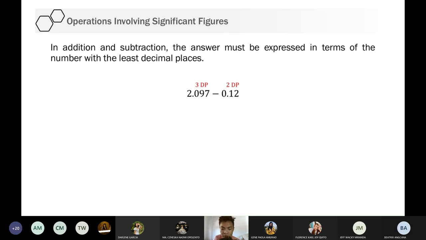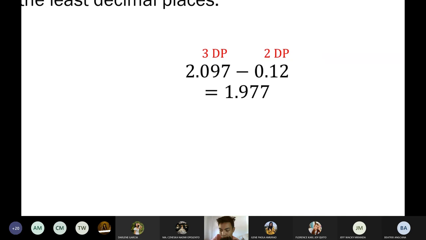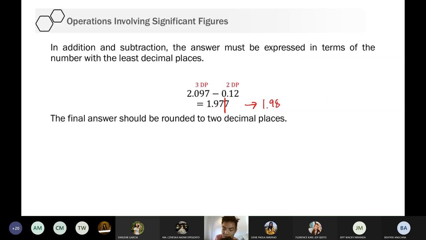So you do the operation as is. So I have 1.977. However, I have to cut my answer into two decimal places. So okay, I will round this up to this mark. Okay, look at the number at the right side. We have 7, which is greater than 5, so that means I have to round this up. Okay, so I have to round this up to 1.98. Okay, so that's the rule for addition and subtraction.